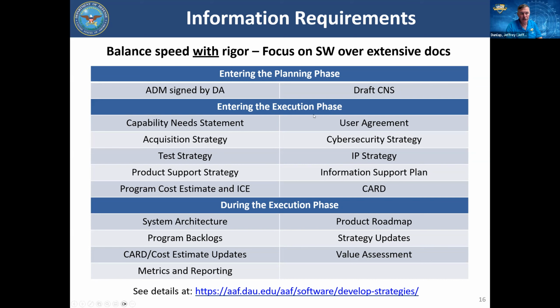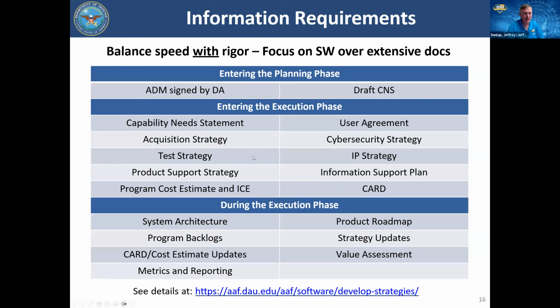When I'm entering into the execution phase, we talked about the planning phase, and then there's this point of execution. I need the real capability need statement. What is it that you really want, as best as you can say? A user agreement. I need a commitment from the user community. They're going to support these sprint events, they're going to look at the working software, and they're going to give us value. So this is a big deal.